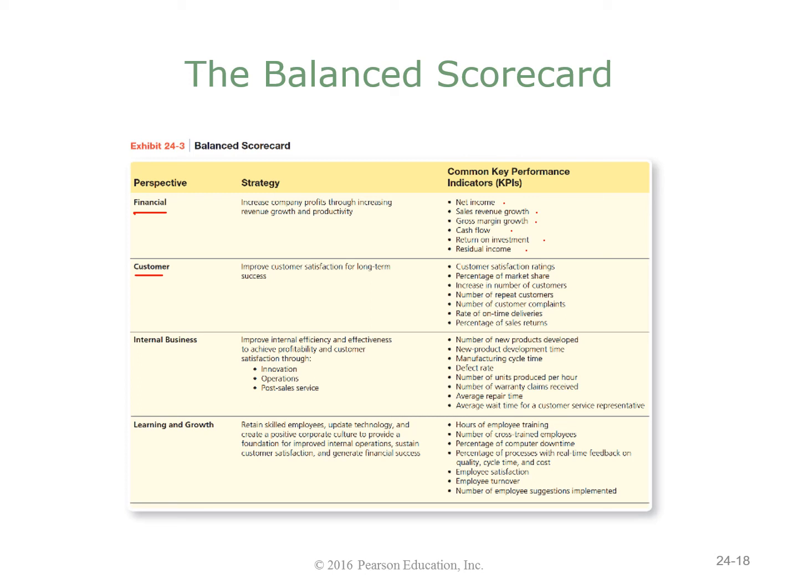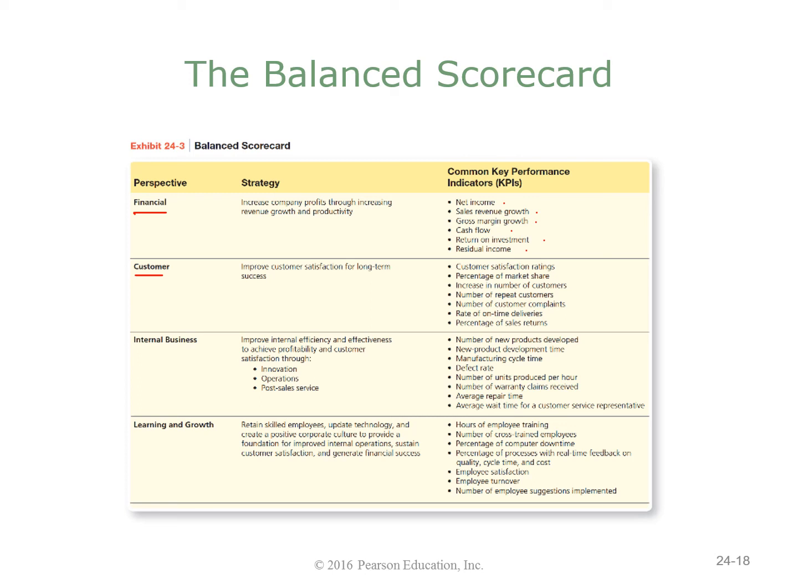The internal business perspective is to improve the internal efficiency and effectiveness to achieve profitability and customer satisfaction through innovation, operation, and post-sales services. And this can be measured through KPIs, key performance indicators, like number of new products developed, new product development time, manufacturing cycle time, defect rate, and the number of units produced per hour, and other rates, as you can see.